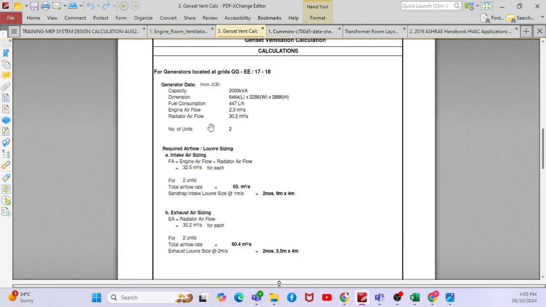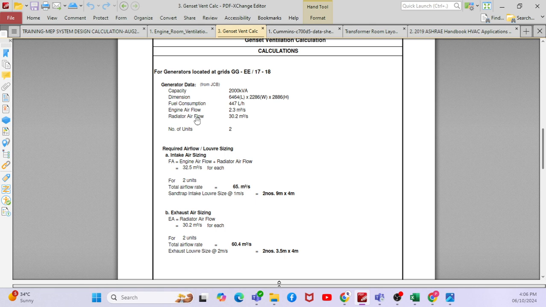Okay, so when you add together, it will give you the total intake airflow rate, engine airflow plus radiator airflow. So this is the 32.5 meter cube per second. This is the intake airflow rate. So it's nothing but the ventilation airflow rate, the fan capacity. Okay, now what is the exhaust? You can talk about 30.2, which is the radiator airflow.